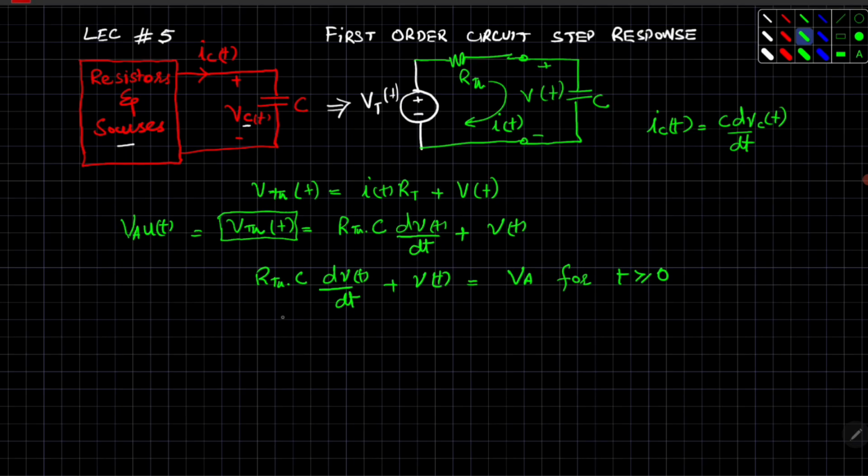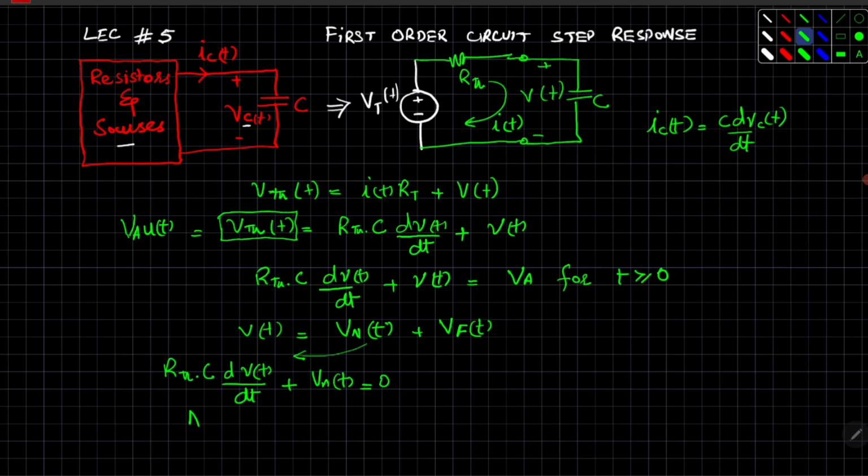So if we solve this equation, we are left with v(t) equal to Vn(t) plus Vf(t), where Vf is the forced response at any time. As we already calculated in our previous topics, Vn(t) is called the natural response. So in that case, R Thevenin times C into dv(t) over dt plus Vn(t) is equal to 0 for time greater than 0.